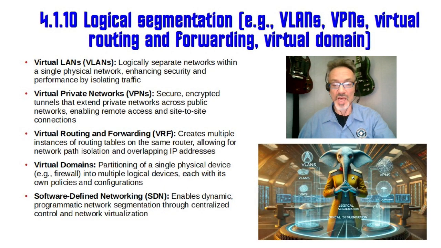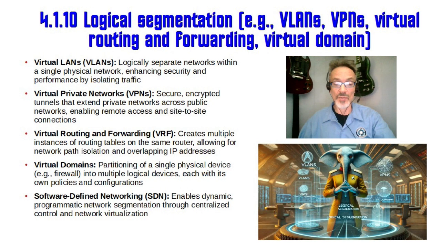4.1.10 Logical segmentation. This allows organizations to create isolated segments without needing physical separation. This is a key topic on the exam because it provides flexibility in securing different types of traffic across shared infrastructures. A VLAN, or virtual LAN, allows you to logically divide a network into separate segments, even if they're all running over the same physical infrastructure. This helps isolate network traffic and limits the spread of threats within the network, especially broadcast storms.